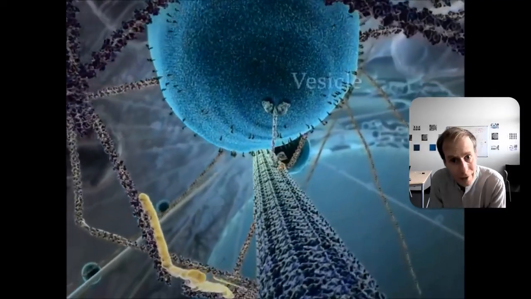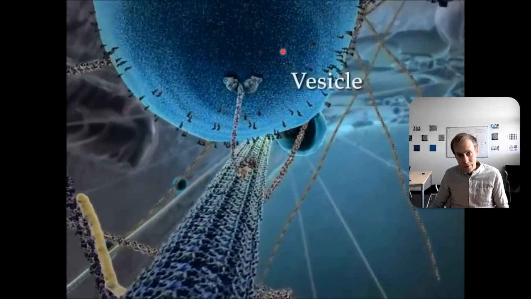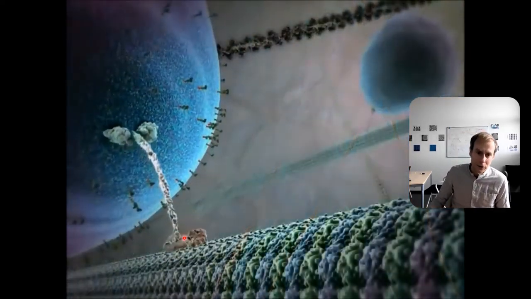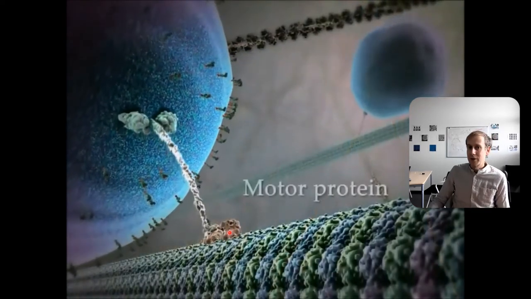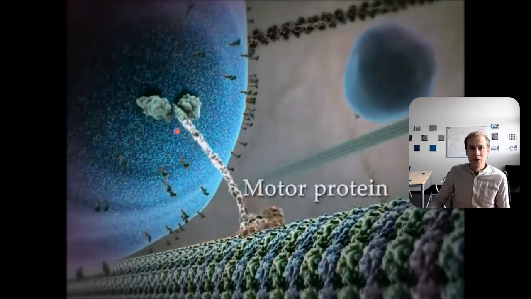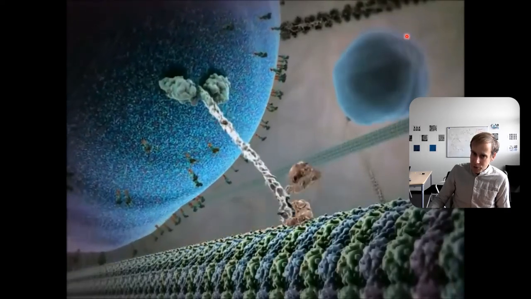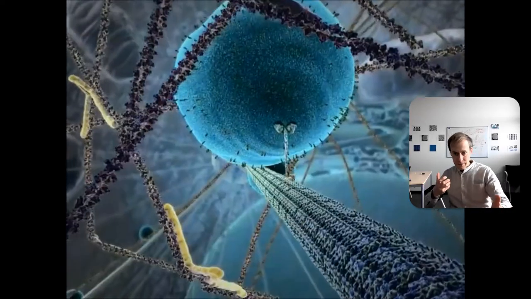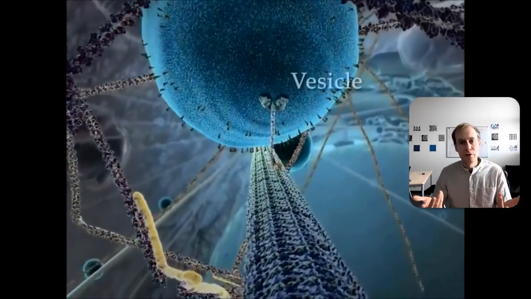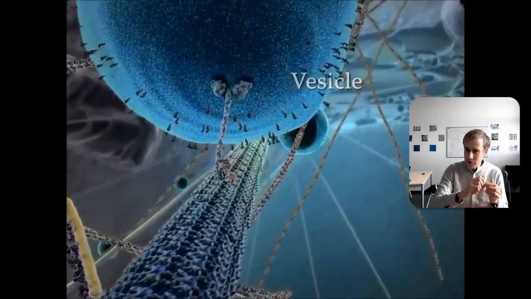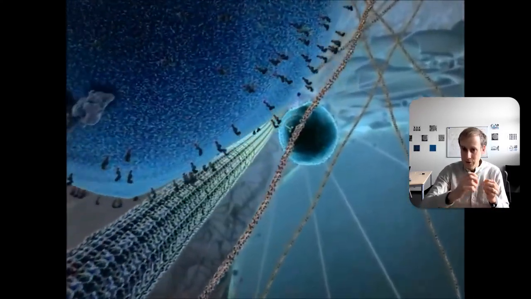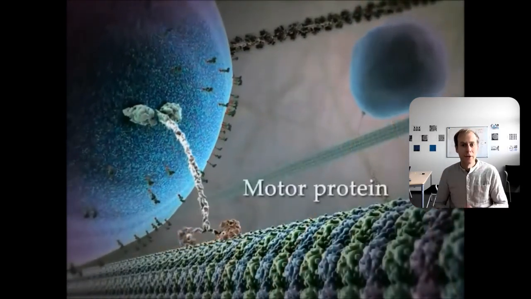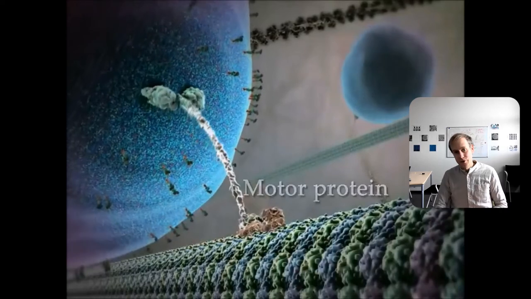What you see here is a vesicle that is being carried over a microtubule by a so-called motor protein, also known as a kinesin, right? So the vesicle is being dragged through the liquid in the cell via this engine, and the engine is basically performing work, right? It's force times distance, basically. That's the work that this engine has to overcome to drag this vesicle through the cell.